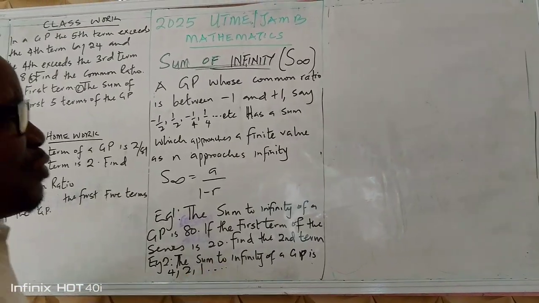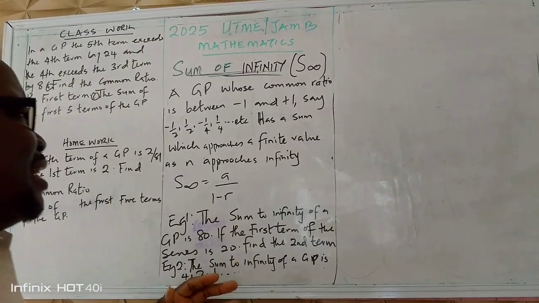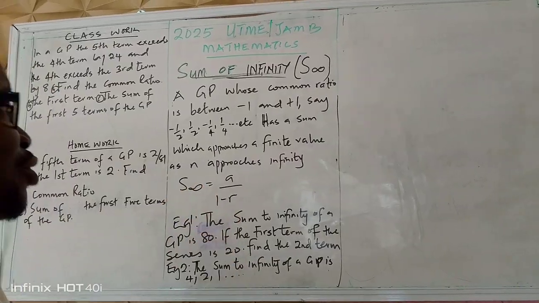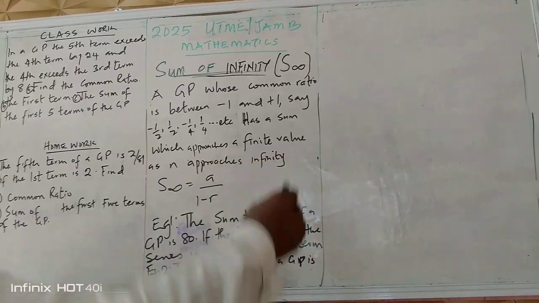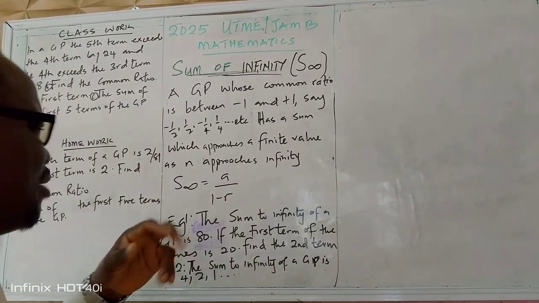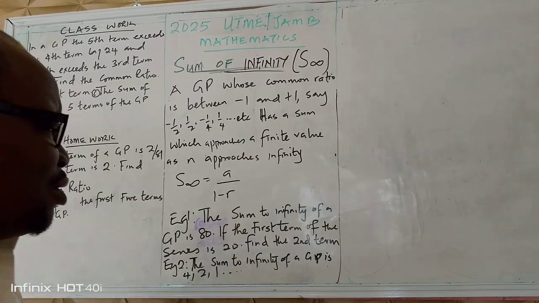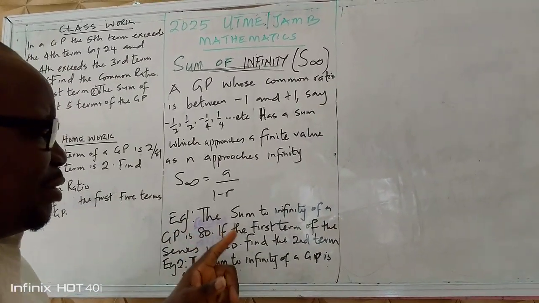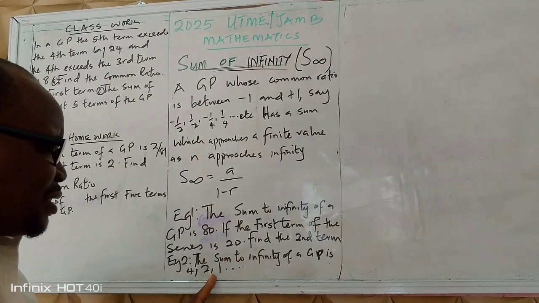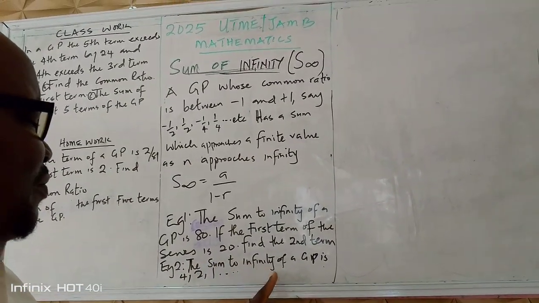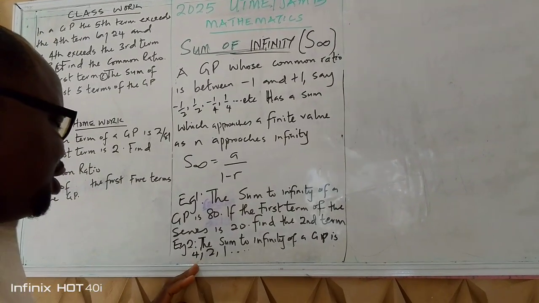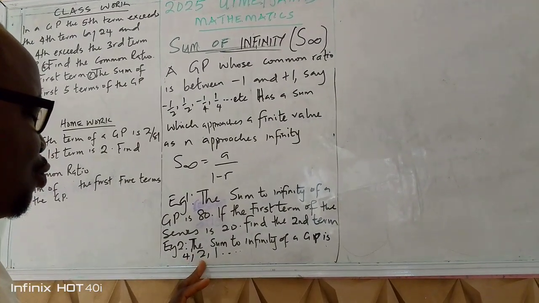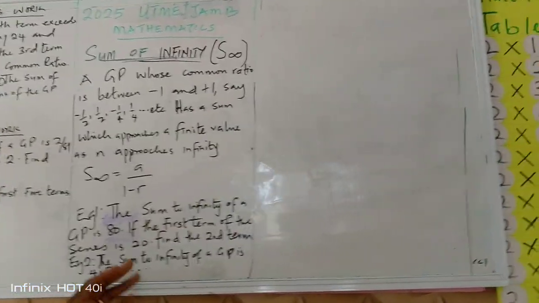When we want to solve such sums to infinity, we say the sum tends towards a value as n approaches infinity. The formula will be a all over 1 minus r. Now look at these two examples. I think this first one will be a bit longer, so let's start with the second one, which says the sum to infinity of a GP is 4, 2, and 1. So they want us to find the sum to infinity of the GP that has this sequence.